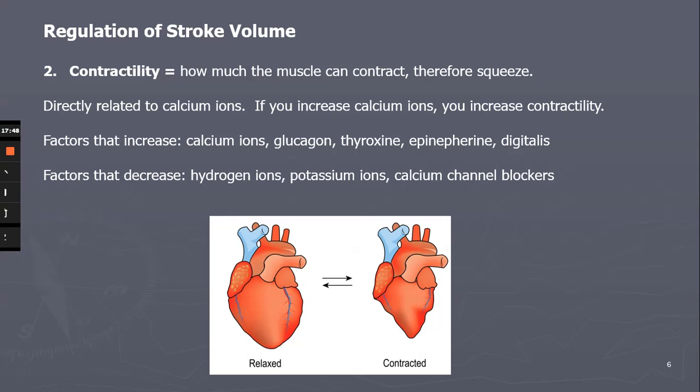All right, factors that decrease: an excess of hydrogen ions, excess potassium ions, and calcium channel blockers. There are medicines out there that are deemed to be calcium channel blockers. This should make sense, because a lot of calcium around the heart is going to get it to contract really hard. If we can block the calcium, then it's not going to contract as hard. So it's going to decrease contractility. If we decrease contractility, then we're going to lower the stroke volume.